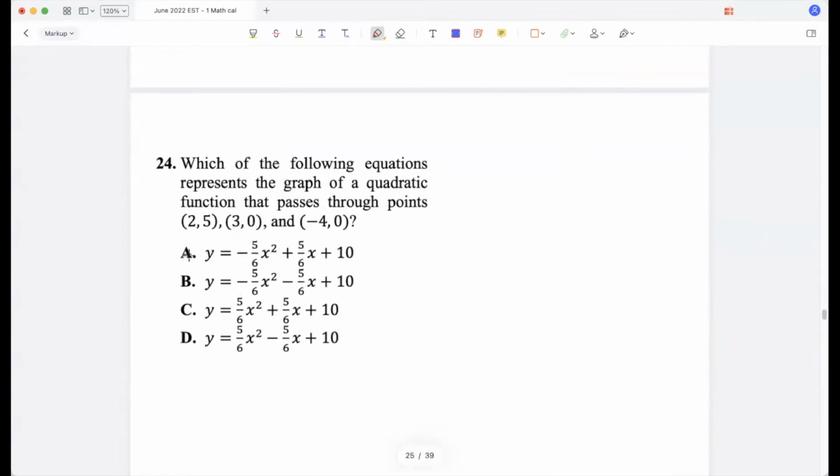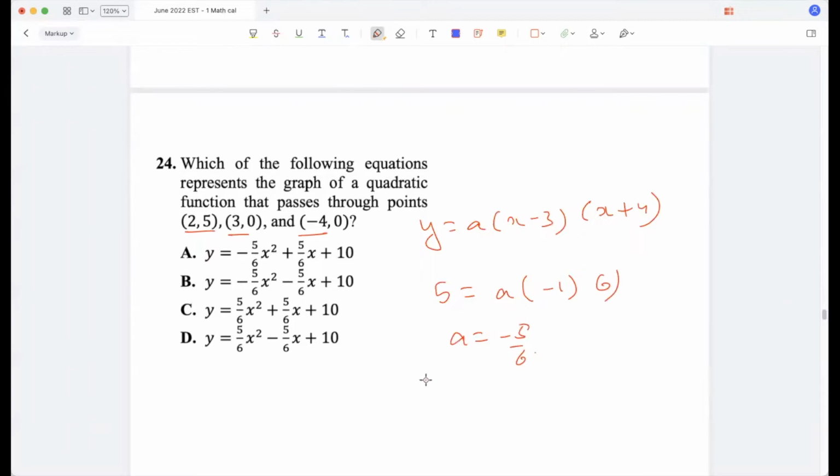Which of the following equations represents the graph of a quadratic function that passes through this, this, and this? So the x-intercepts are 3 and negative 4. So I can write it as A times x minus 3 into x plus 4. And I can find A using this point. So 5 is A, negative 1 and 6. So A is minus 5 by 6.